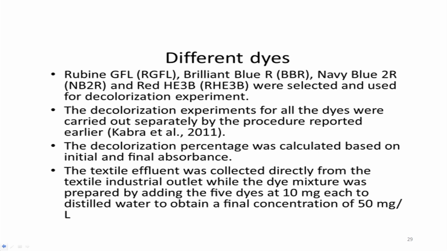The textile effluent was collected directly from the textile industry outlet, while the dye mixture was prepared by adding the 5 dyes at 10 milligram each to distilled water to obtain a final concentration of 50 milligram per liter. So, first separately they were acted upon with Glandularia, then later on a mixture of dye was created with 10 milligrams of each, and this mixture was also subjected to Glandularia phytoremediation.